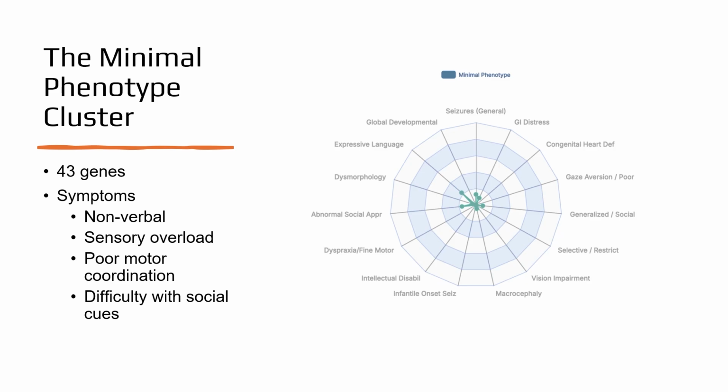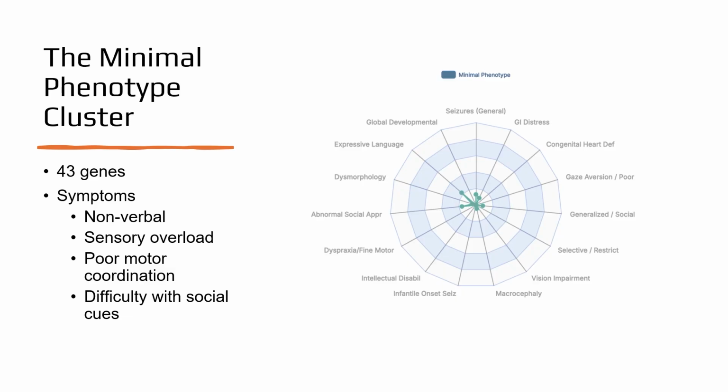I found that this 43 gene cluster is characterized by a very specific set of symptoms. A high percentage of individuals in this cluster are nonverbal or have significant speech delays. As we saw in the MTHFR pathway, this is not a learning disability. It is a metabolic failure that prevents the brain from processing language signals.